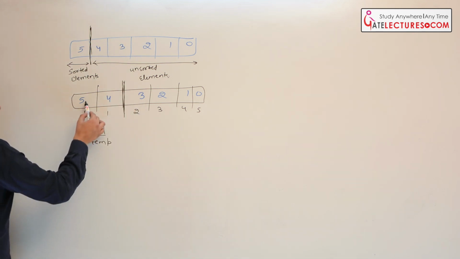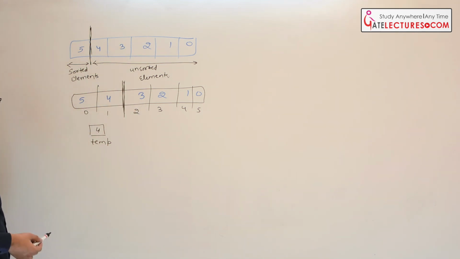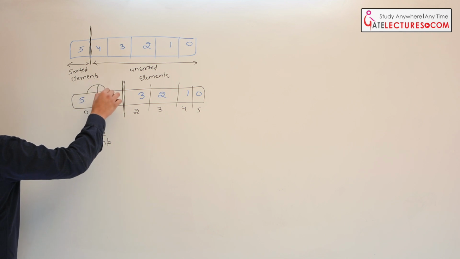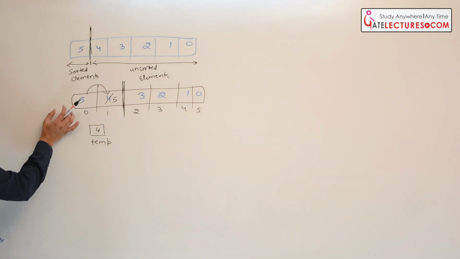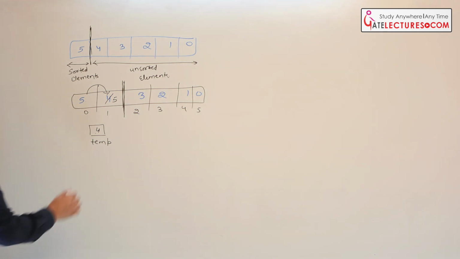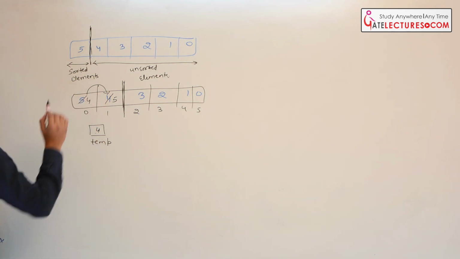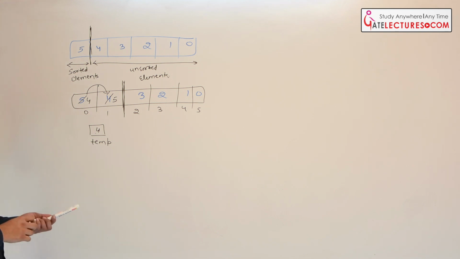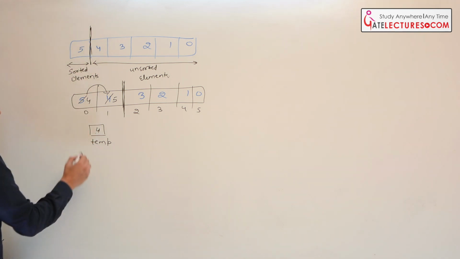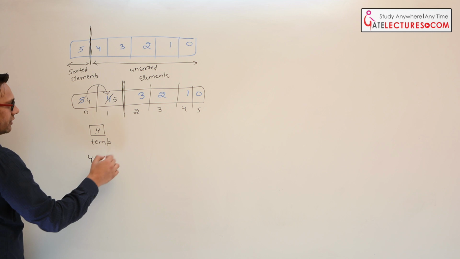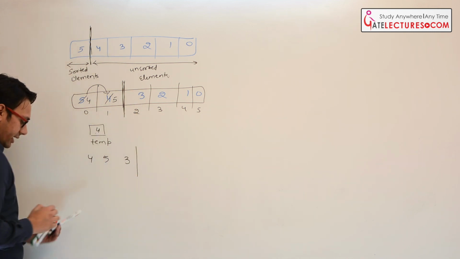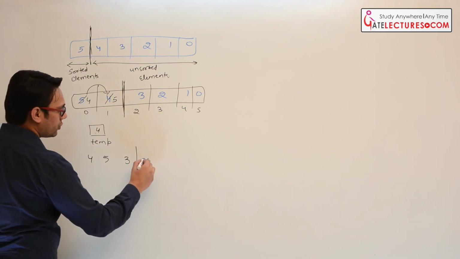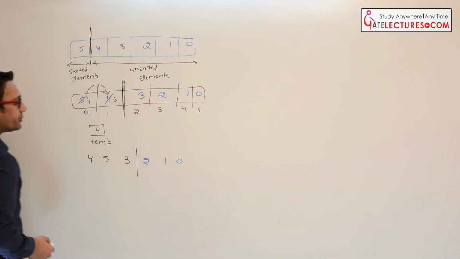Now compare 5 and 4. So 5 is greater than 4, therefore we will shift 5 to this location, 5 will come here. After this we cannot compare with any other element here, right? So we are going to copy this 4 here. Now after this, what elements do we have? We have 4, 5, and this window will shift to this location, so it will be 3, and the next elements which I have are 2, 1 and 0.